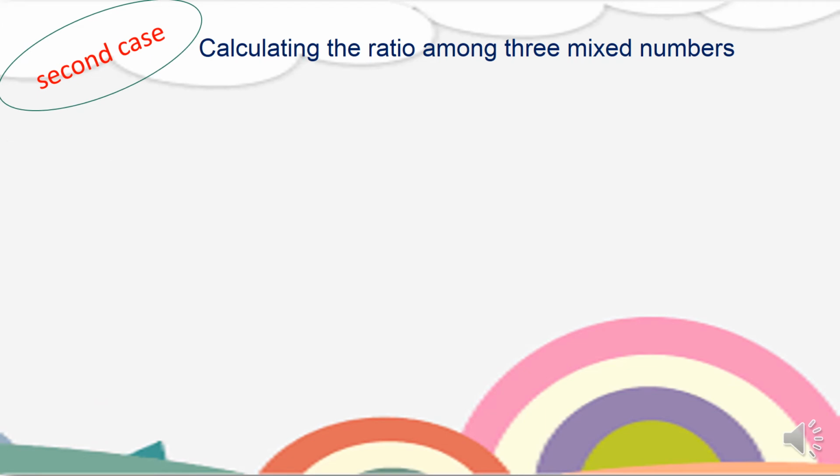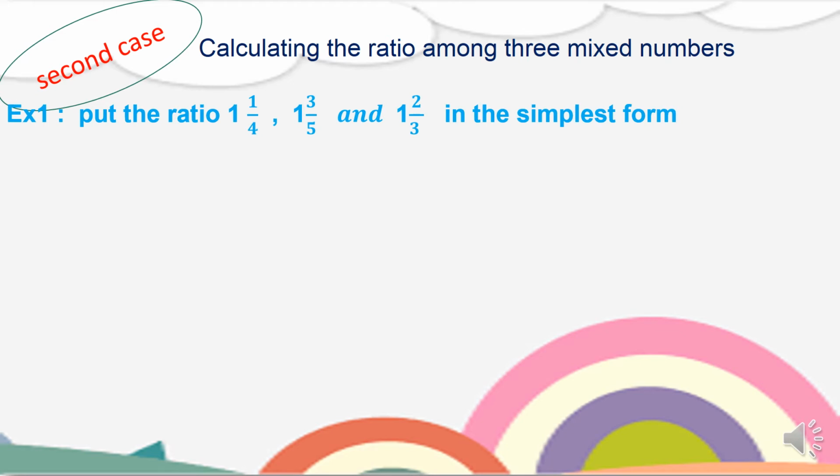And this is the second case, calculating the ratio among 3 mixed numbers. Put the ratio 1 1/4, 1 3/5, and 1 2/3 in the simplest form. I have the ratio among 3 mixed numbers. What do I do? Firstly, convert from the mixed number to a fraction.